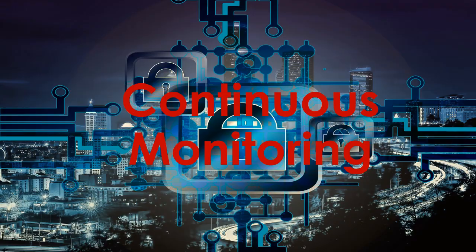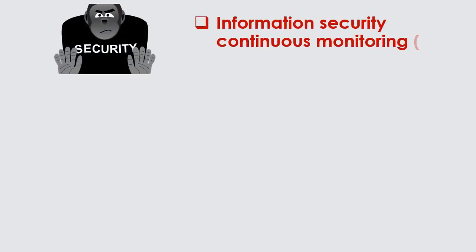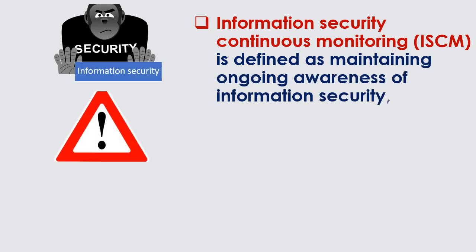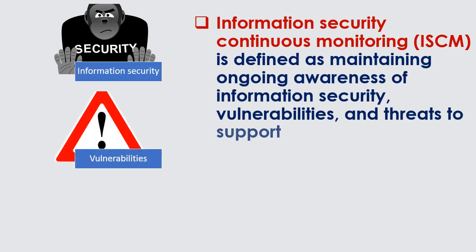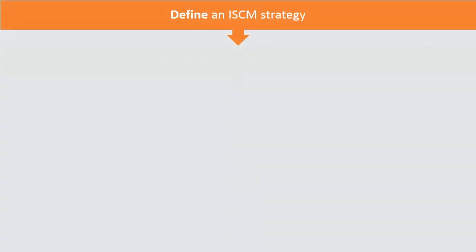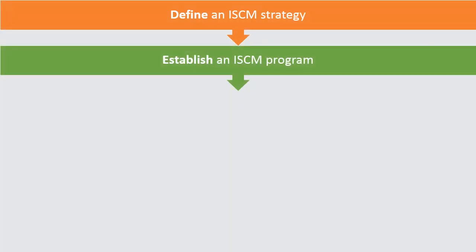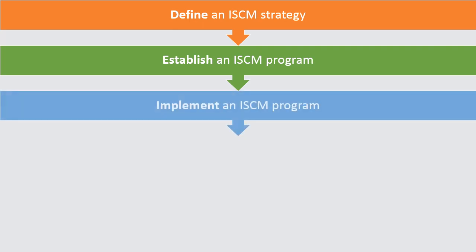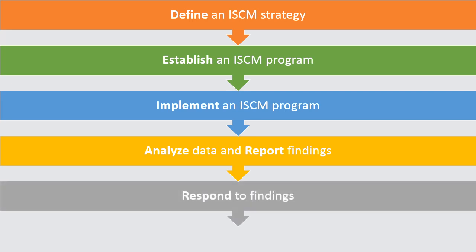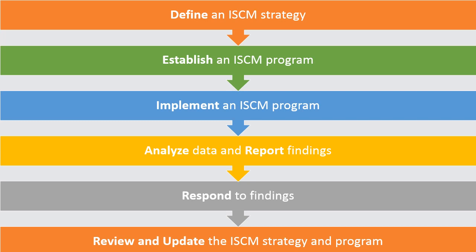Continuous monitoring. Information security continuous monitoring, ISCM, is defined as maintaining ongoing awareness of information security, vulnerabilities, and threats to support organizational risk management decisions. Define an ISCM strategy. Establish an ISCM program. Implement an ISCM program. Analyze data and report findings. Respond to findings, and review and update the ISCM strategy and program.